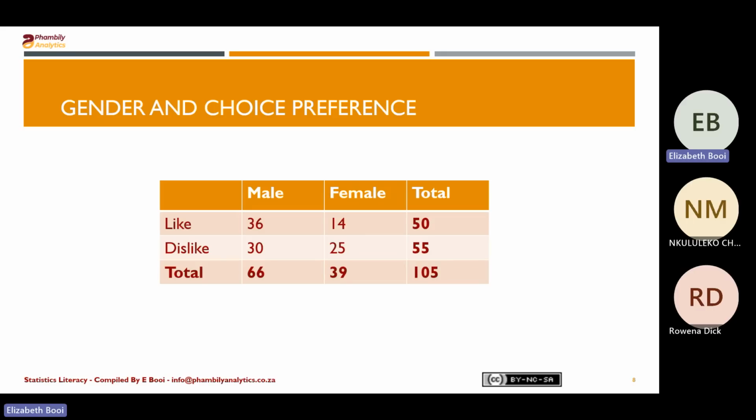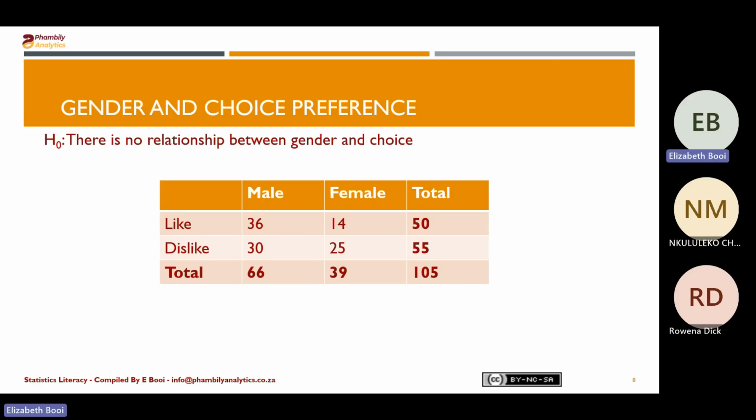And we know how many females liked the TV program. There were 14 of them. 36 males liked the TV program. 30 males disliked it, and 25 females disliked the TV program. Overall, 105 people responded to this questionnaire. Out of those, there were 66 males and 39 females, there were 50 who liked the program and 55 who disliked the program, and that's the contingency table.